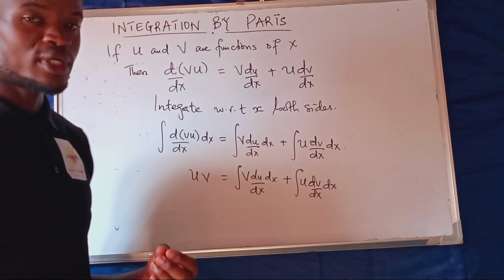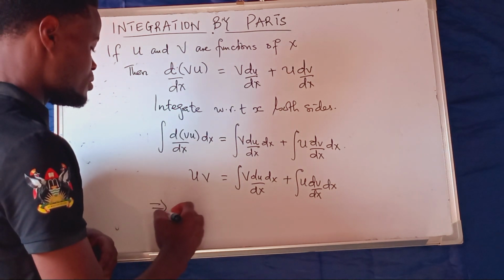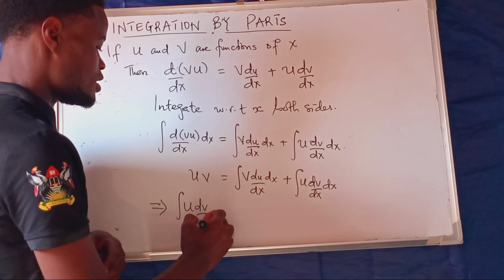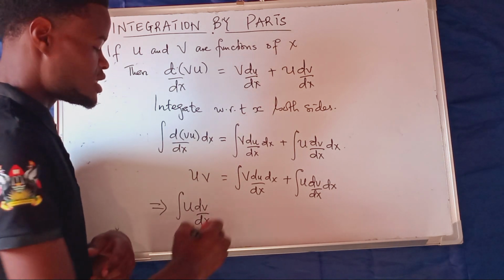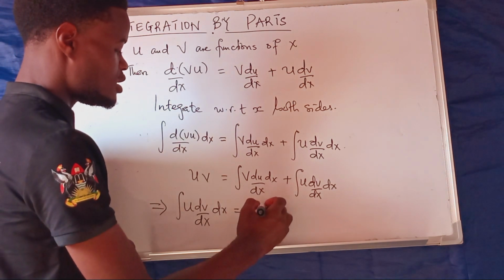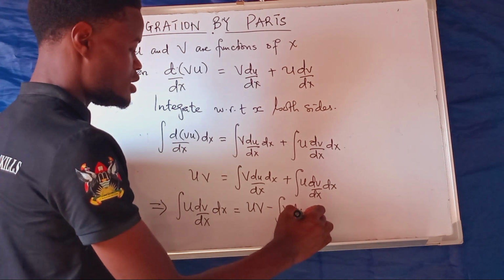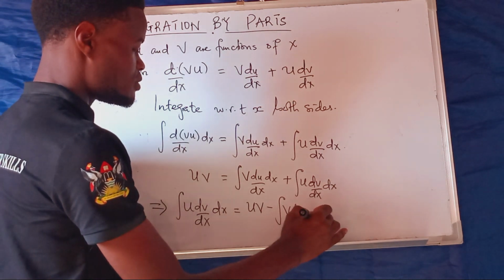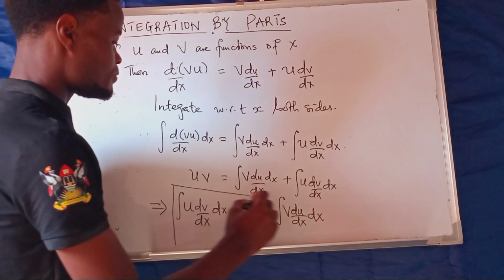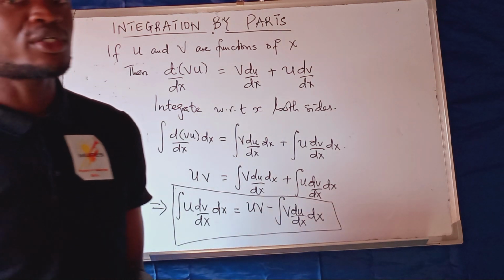Now I'm going to take this term to the other side such that I remain with the integral of u dv by dx with respect to x. This gives me uv minus the integral of v du by dx with respect to x. So this is the formula, or this is the technique, which is called integration by parts.